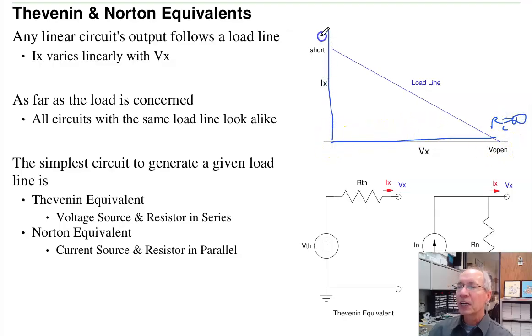At this point, I have a short. The load resistance equals 0. And the slope would be some other resistance. As I vary the load resistance, the voltage and current will follow a straight line. That's your load line. Now, any circuit that has the same load line behaves the same as far as the load is concerned. The simplest circuits for a given load line would be a voltage source and a resistance. That's called the Thevenin equivalent. Or a current source and a resistance. That's called the Norton equivalent.